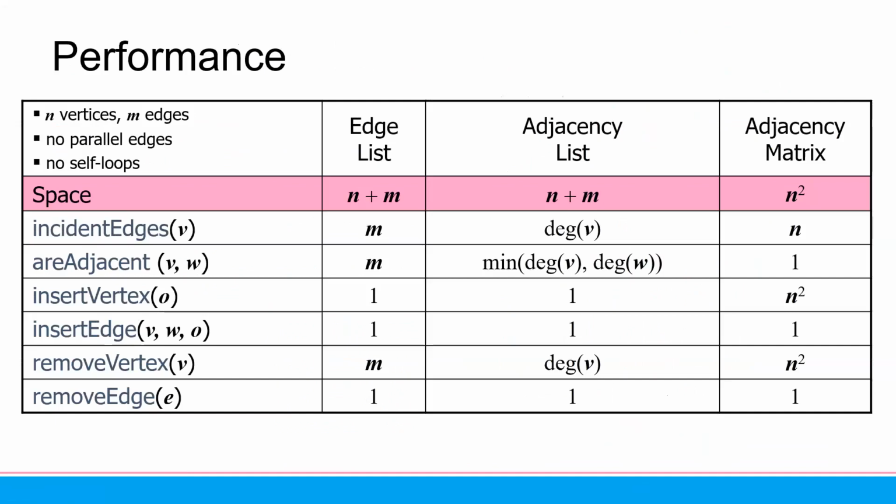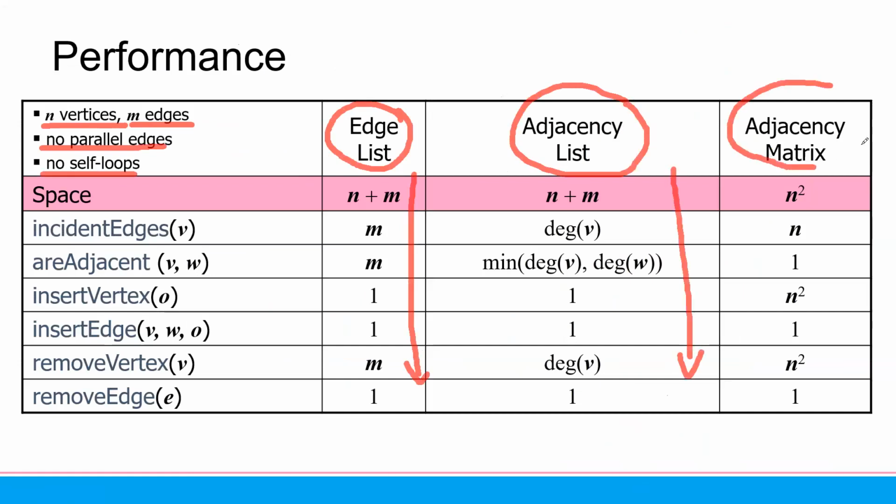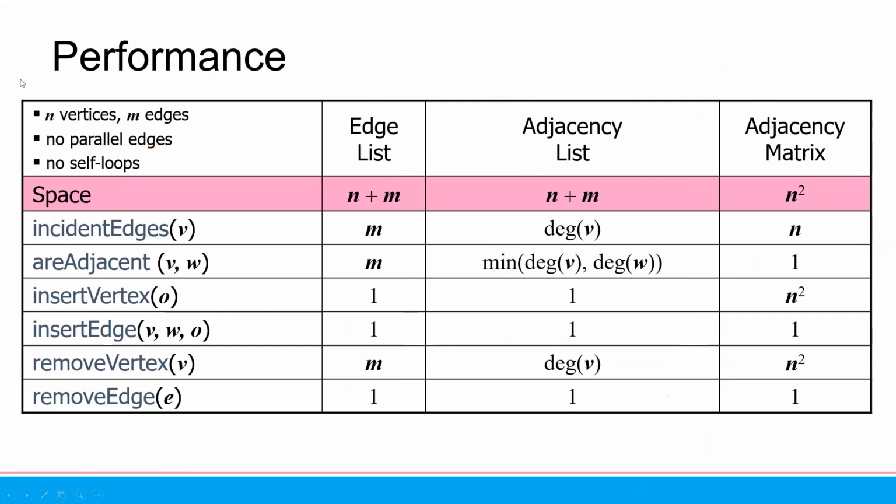So what about the performance? It depends on how you define the data. Now let's say we have n vertices and m edges, and we assume there are no parallel edges and no self loops. If you use the edge list, this is the result. If you use the adjacency list, this will be the result. And if you use the adjacency matrix, this will be the result. Now let's look at them one by one.